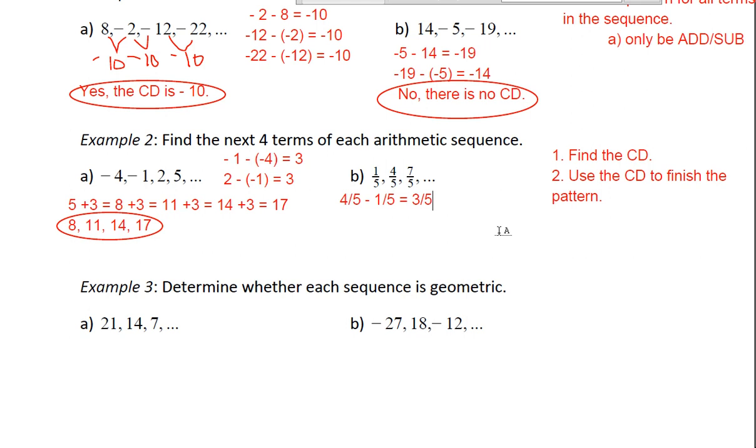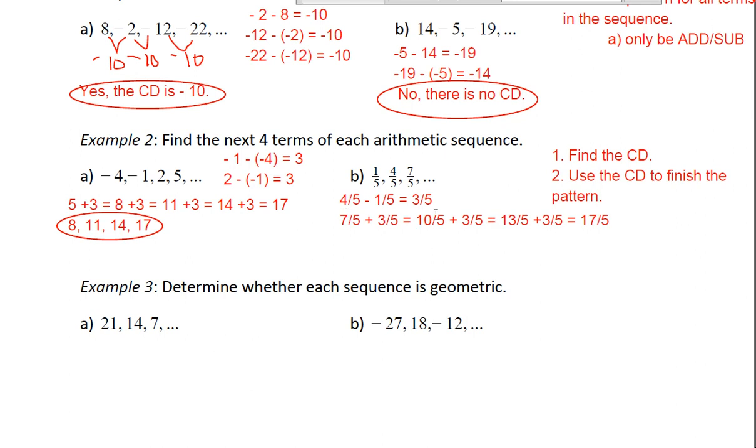So that's my common difference. Then I have to do the work. I'm leaving off at 7/5. 7/5 plus 3/5 will be 10/5. You could write that as 2, but since everything is in fifths, we're just going to leave it like that. We have to take our new number and add our common difference. That will give us 13/5. Add our common difference of 3/5, and that will give us 17/5.